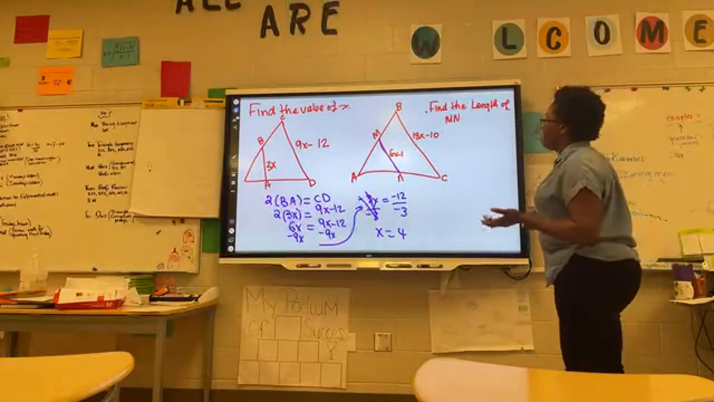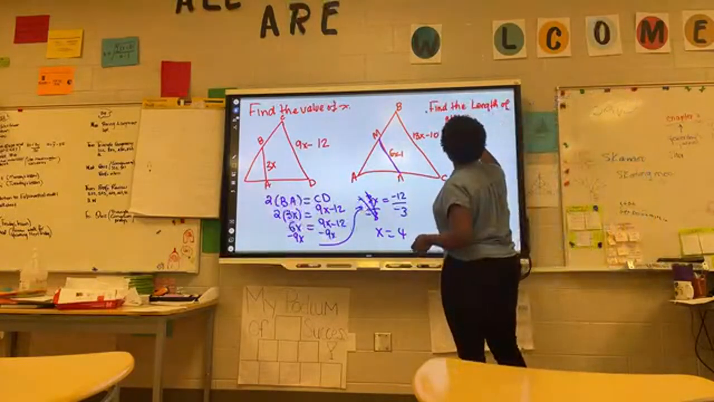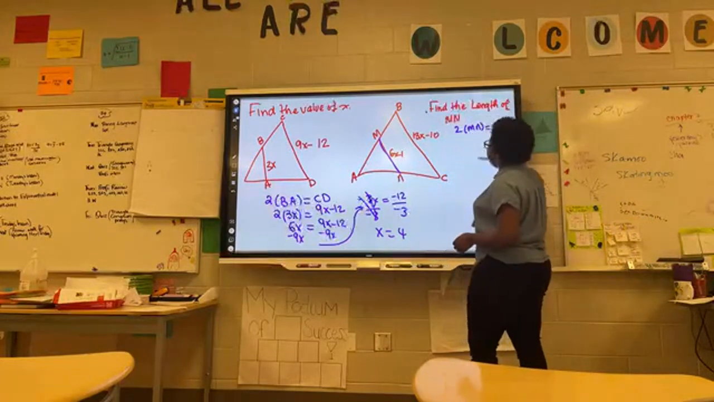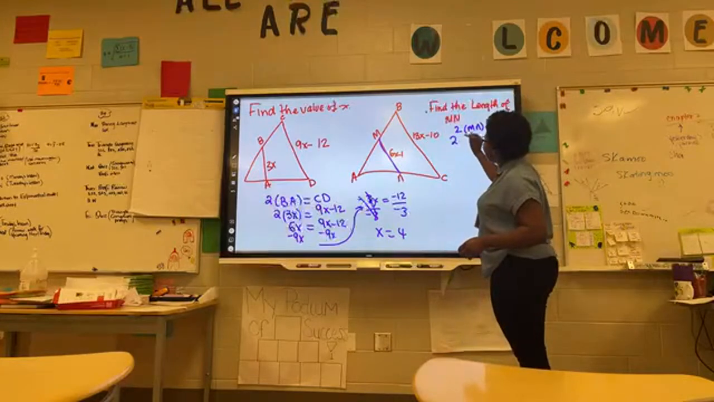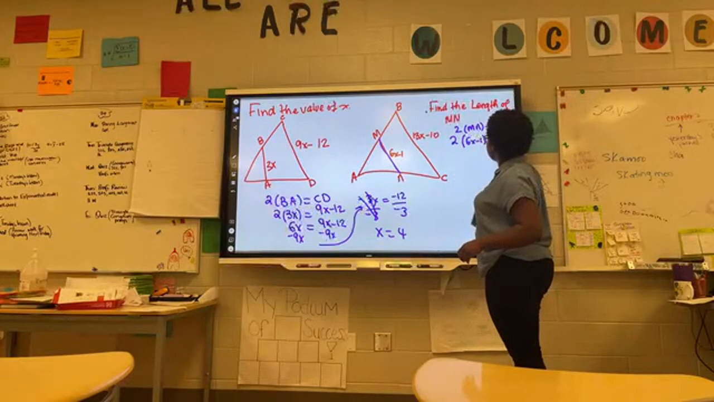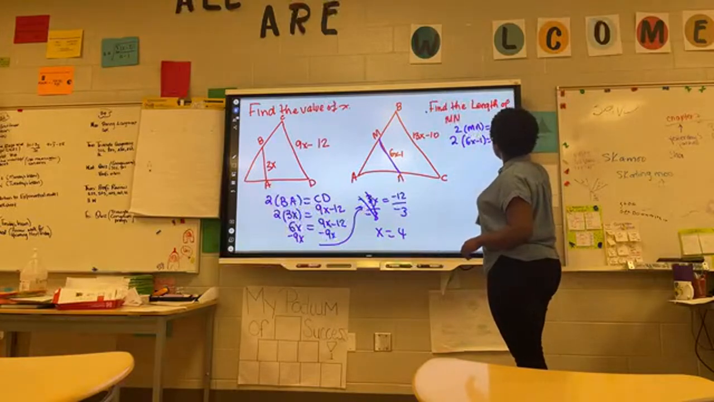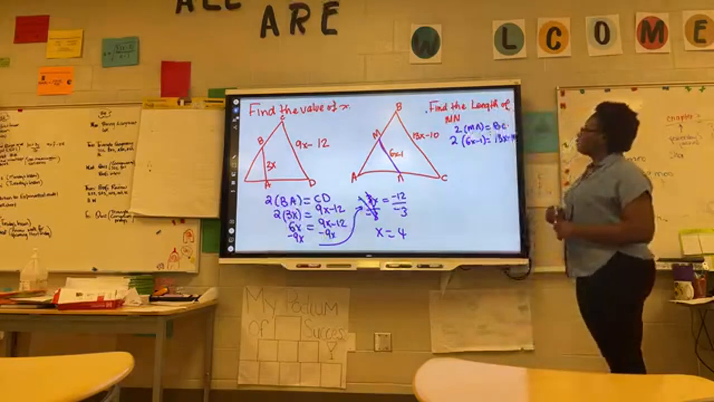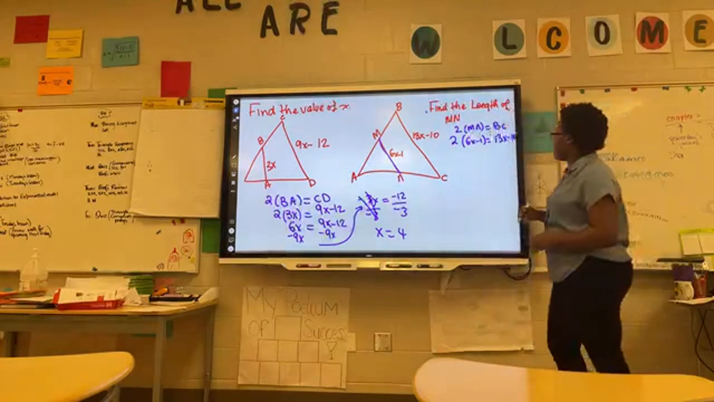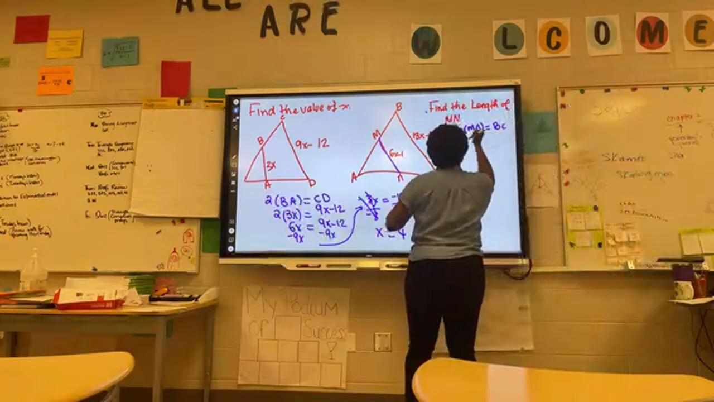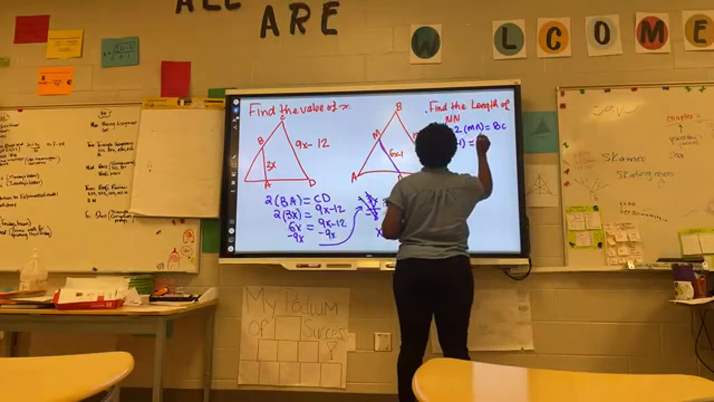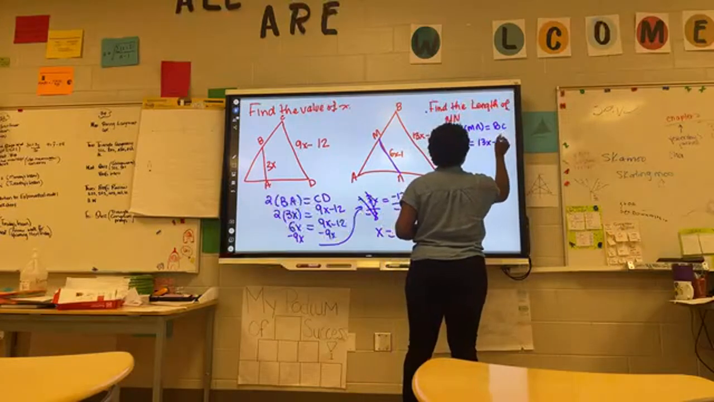So remember, 2 of MN is equal to BC. So it's going to be 2 times whatever MN is. In this case, it's going to be 6x minus 1, and that's equal to 13x minus 10. Alright? From here, we're going to basically simplify. I'm going to rewrite this because I need more space. So it's 2 times 6x minus 1 is equal to 13x minus 10.